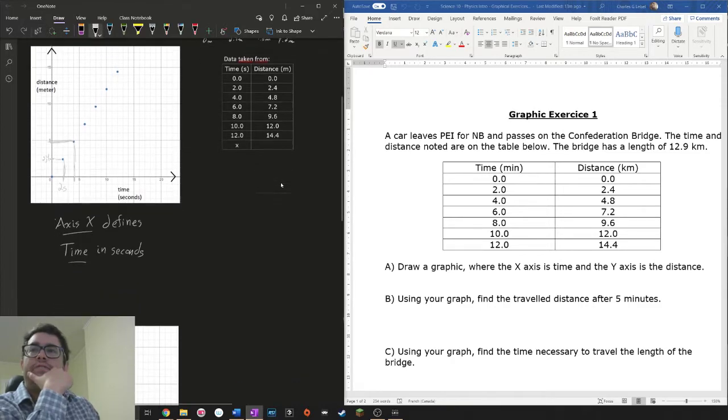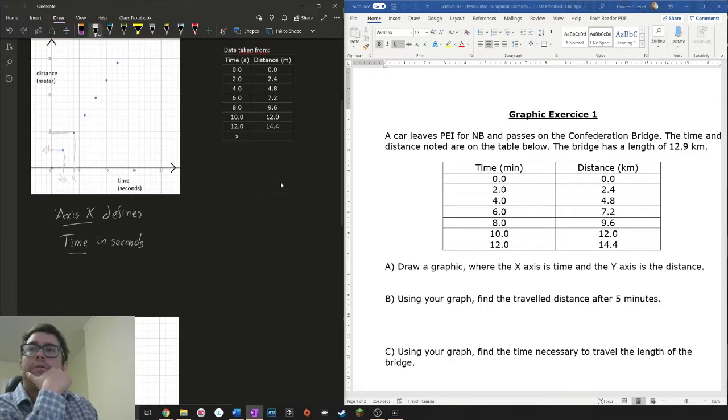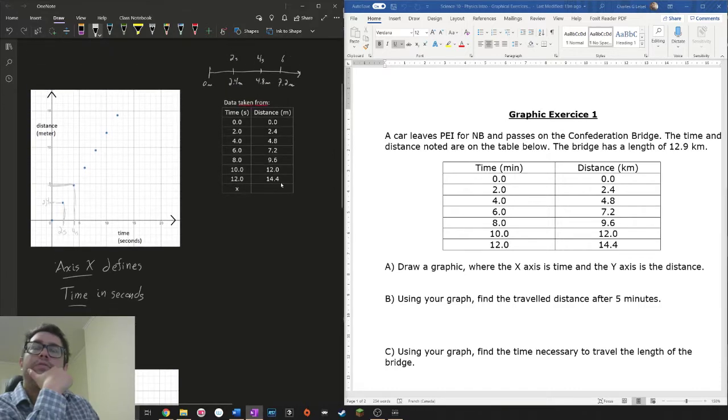At 4 seconds, we have just under 5. At 4 seconds, it's 4.8. So you can see how to graph this. Say these points were not here, you would simply take the third point, the fourth point. So at 6 seconds, we have 7.2 meters.